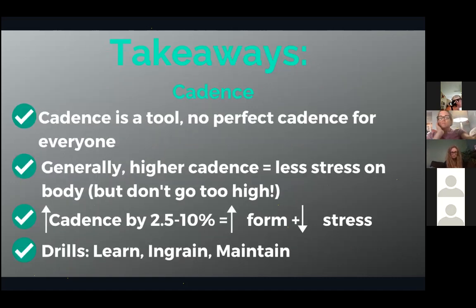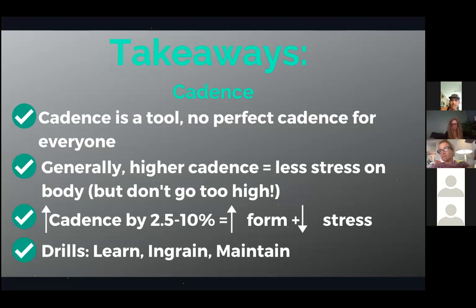Then finally, we got to cadence. It's a really practical tool you can use. Really, there's no perfect cadence like we talked about. Generally, higher cadence is going to be less stress on the body, but then you don't want to go too high because you'll sacrifice efficiency, and it'll be a metabolic demand or a higher cost to your body in terms of you'll lose some speed if you go too high with that. But small increases in cadence you can do without reducing your efficiency, and it can also decrease your injury risk.